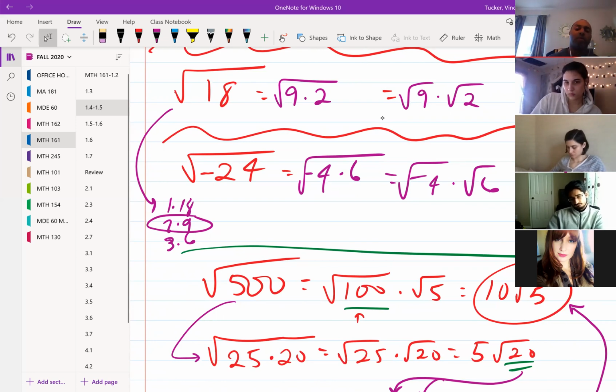So the square root of 500, the most efficient way to do it is break it up into 100 times 5, because 100 times 5 is 500. Take the square root of 100, and that's 10. So your answer will be 10 square root of 5.